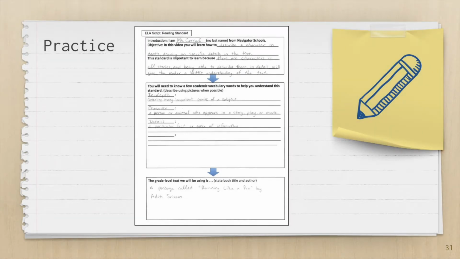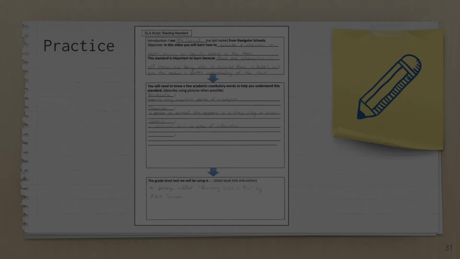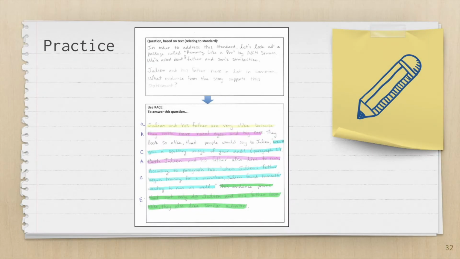Here's the start of the script. Students introduce themselves and the standard. Academic vocabulary is given and the grade level text that will be used. This is where the student introduces the question that is based on the standard. The student also writes a detailed response citing evidence from that text.